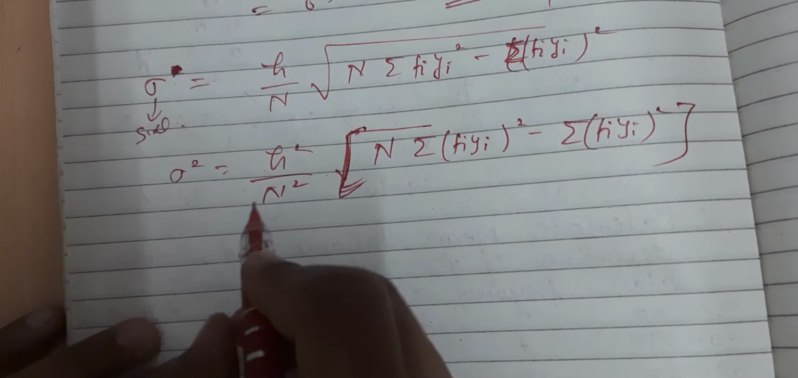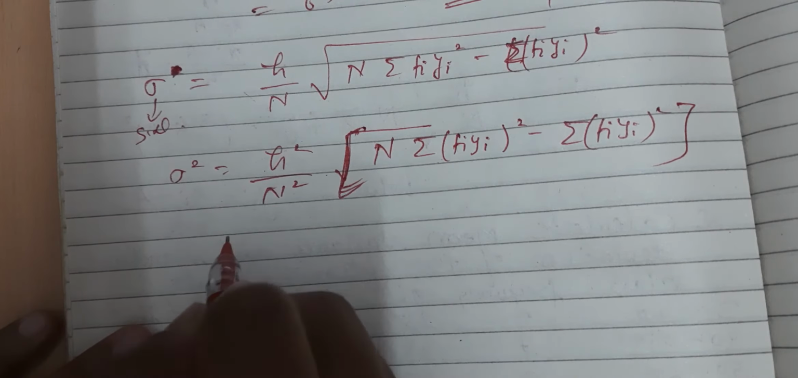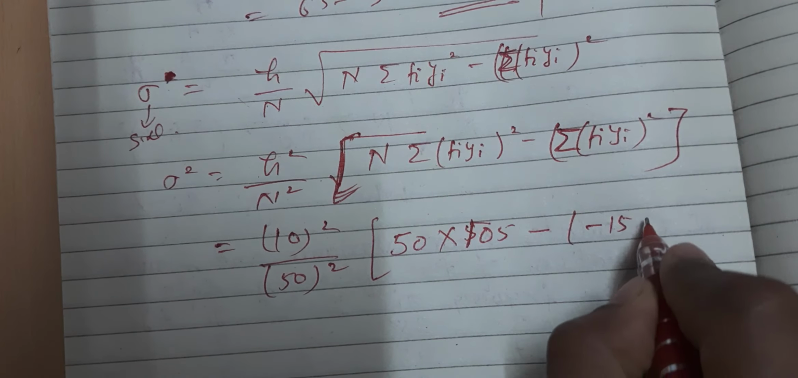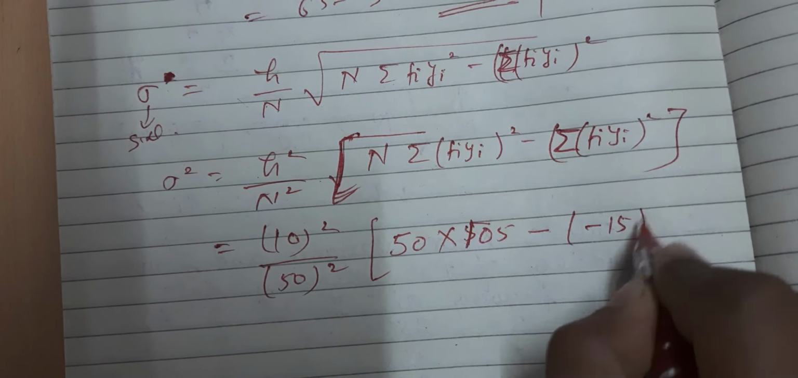Now we'll put all the values. H square means 10 square by 50 square, n means 50, and this value is coming 105 minus this value. This is summation, then whole square, right? Please make a correction. Only here I made a mistake. It's summation, then whole square. So minus 15 square. Now simplify.